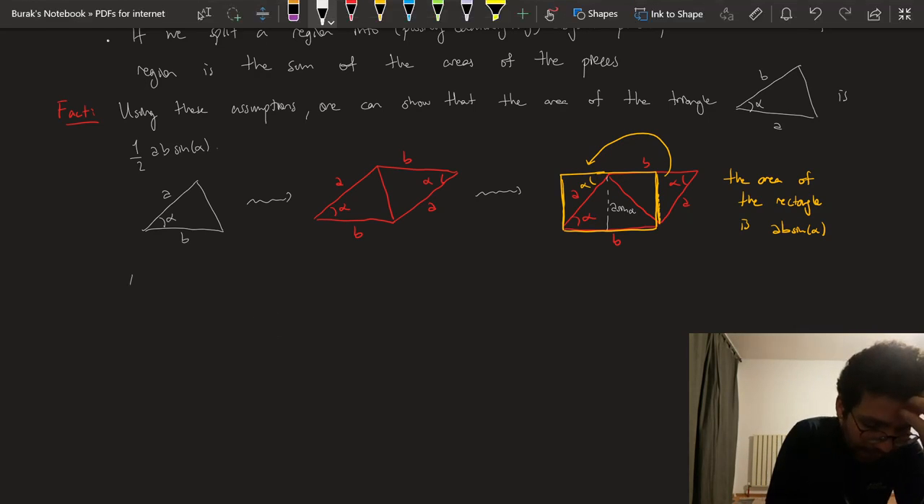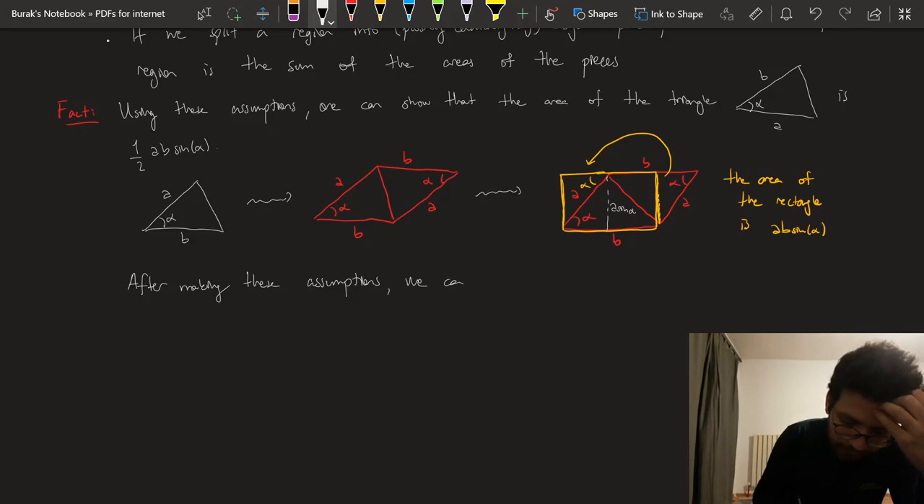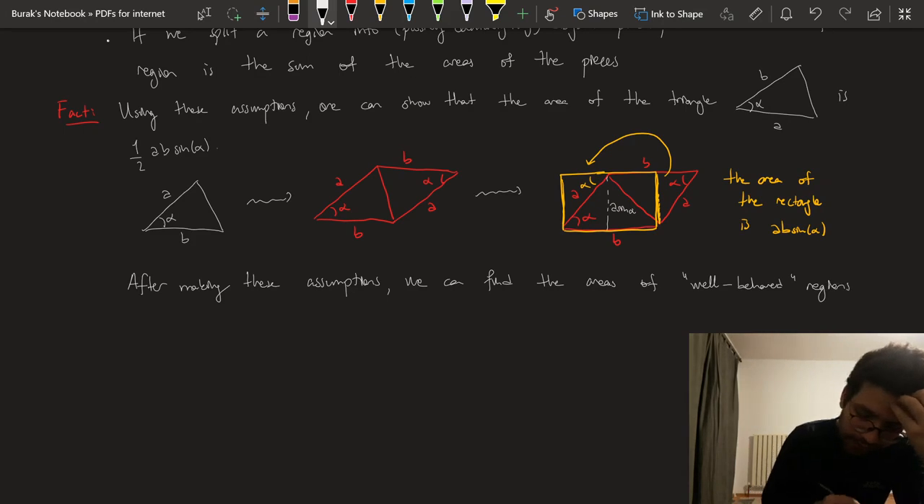But after making these assumptions, we can find the areas of well-behaved regions by now.